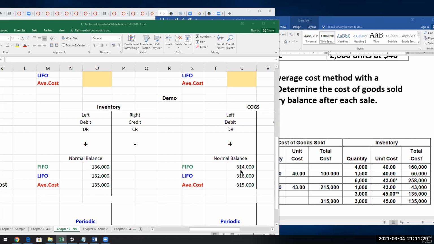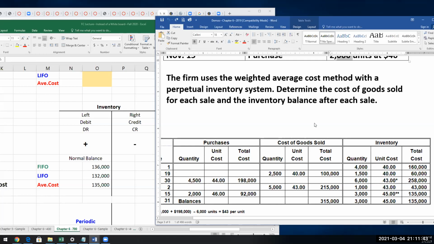But the point is that most of the time you're not surprised that the average cost is in the middle. You are surprised when it's not in the middle, but then you have to make sure, why is it in the middle?